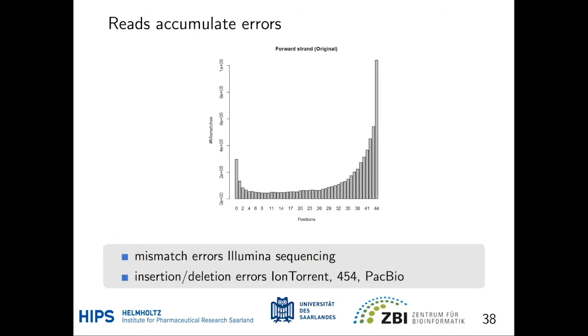In practice, errors in the reads are not distributed uniformly. Illumina sequencers tend to create mismatches, and more of them towards the end of the read. Other technologies, such as PacBio, rather introduce insertions and deletions, especially in stretches of the same nucleotides.